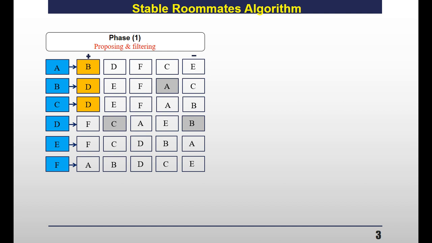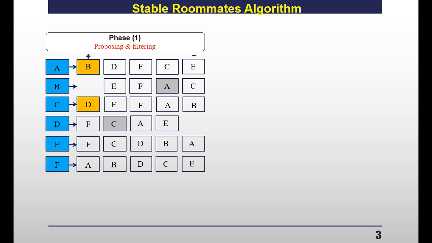So in this problem, D has two proposals, the proposal from C and the proposal from B. So we accept the proposal from C and reject B because it's the least preferred. So when we reject, we reject symmetrically. So we reject B from D and D from B. So on, repeat this proposal.